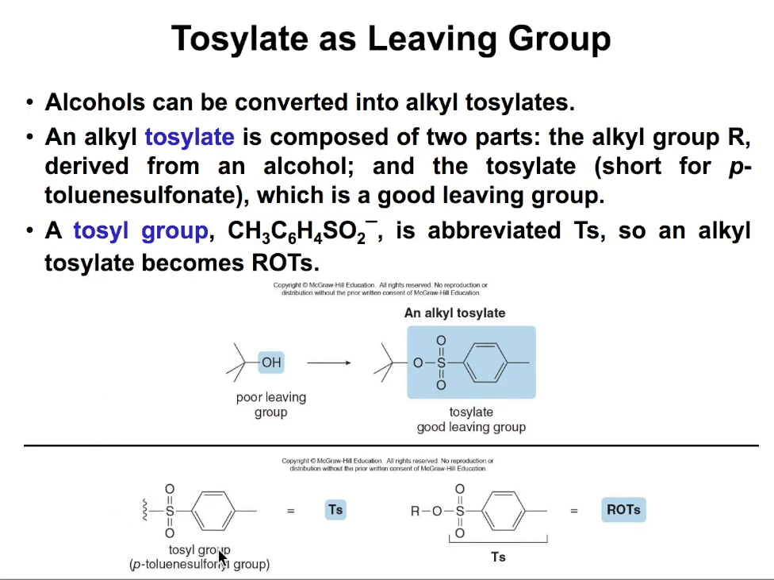And if you think about it, when this whole thing leaves, as I mentioned in a previous video, and we have here the O minus, there's so much resonance and all these electrons are delocalized, and that is a really great leaving group. So the tosyl group is just this part, but then when we add the O from the alcohol, it becomes like this, right? So just be aware of the difference.